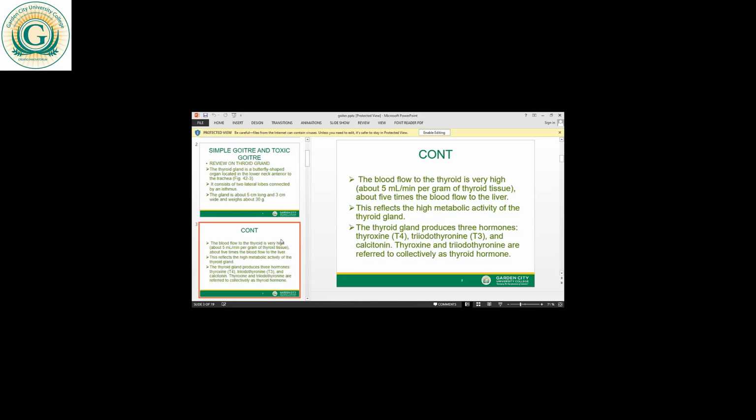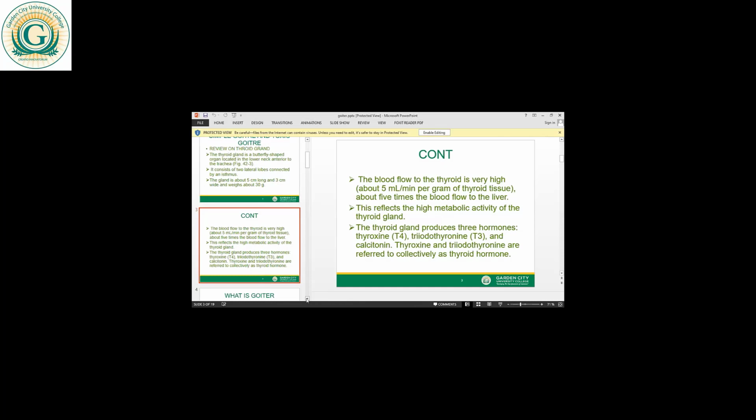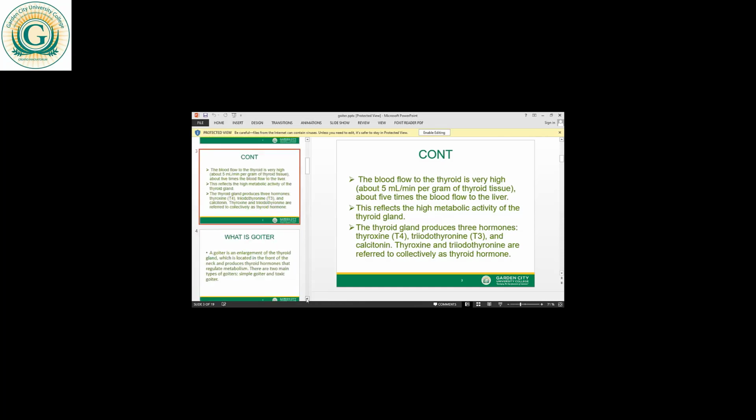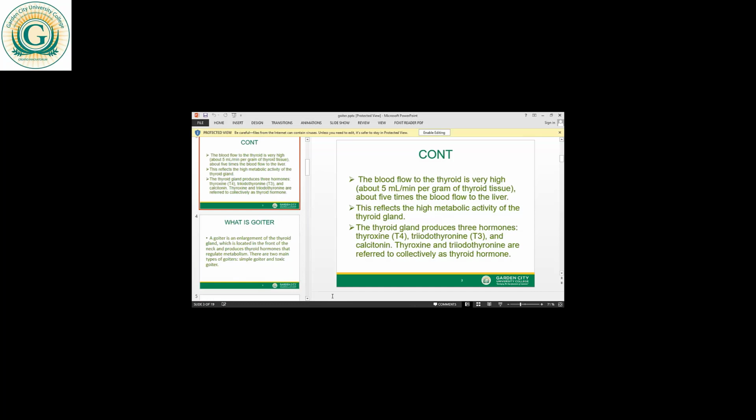Okay, so with the continuation, the blood flow to the thyroid is very high, about 5 milliliters per minute per gram of thyroid tissue, about 5 times the blood flow to the liver. This reflects the high metabolic activity of the thyroid gland. The thyroid gland produces 3 hormones, that is thyroxine (T4), triiodothyronine (T3), and then calcitonin. Thyroxine and triiodothyronine are referred to collectively as thyroid hormones.